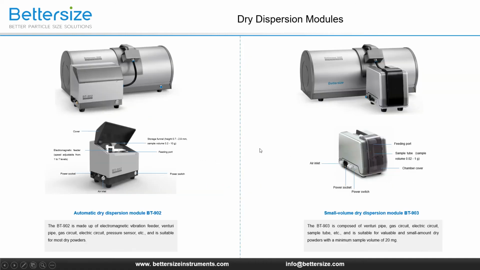Dry dispersion modules of the Bettersizer 2600 include BT902 and BT903. BT902 automatic dry dispersion module is suitable for nearly all particle size measurements of dry powders. The gas used can be compressed air, nitrogen, or other noble gases. BT903 small volume dry dispersion module is designed for particle size measurements of valuable and small amounts of dry powders with a minimum sample volume of 20 mg.